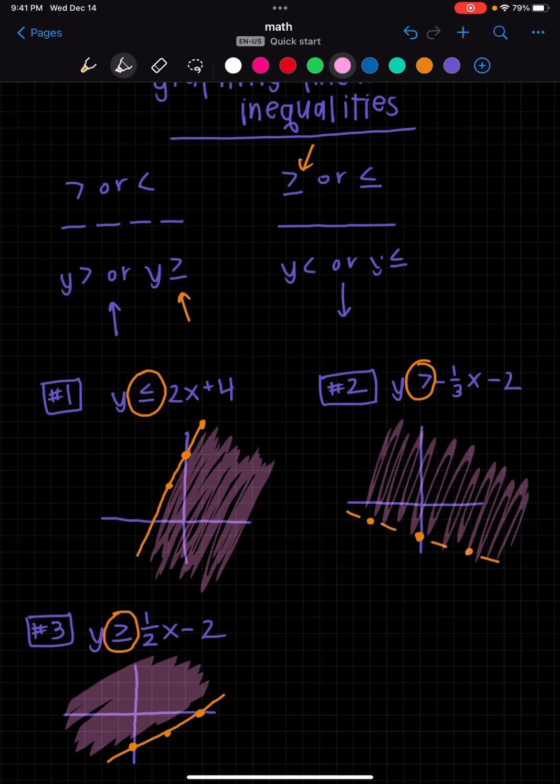Okay, last example. Let me do some quick erasing first. Okay. The fourth example is y is less than -5 over 2x plus 4. Draw our graph.